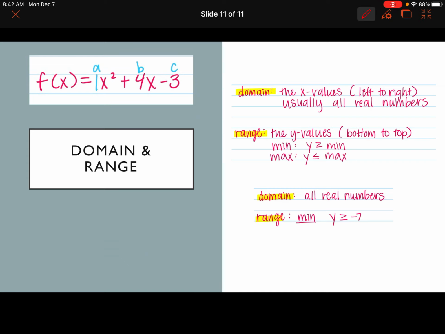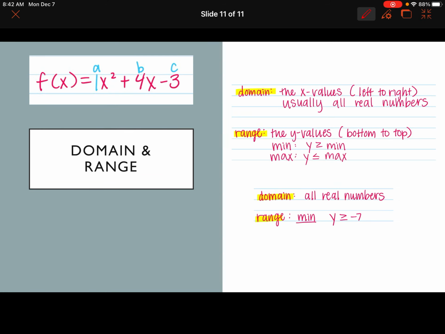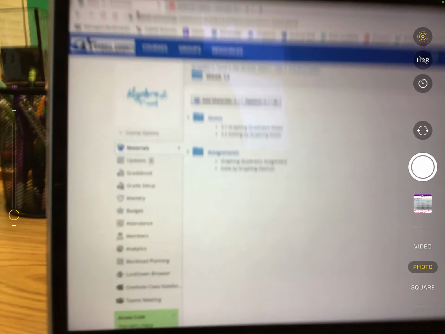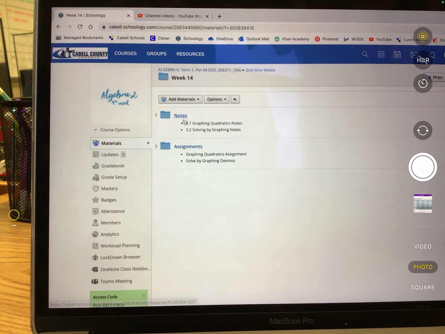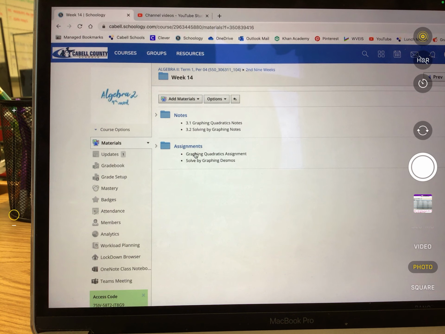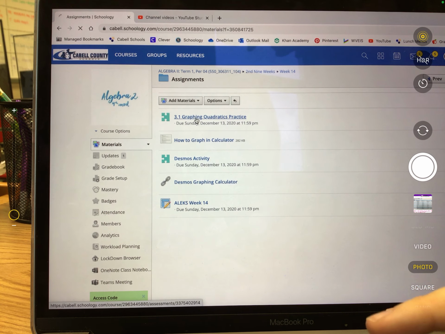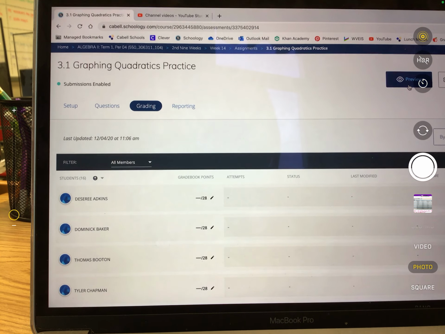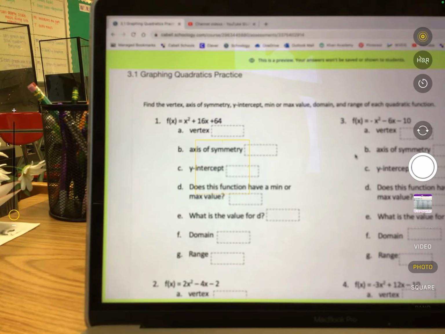I know this is really confusing without me doing it in person, but feel free to look through all these notes again, copy them down into your notebook, and let me show you what we're going to do for the assignment for this. So here is week 14. Here are the notes. I have the videos and the written versions in there. And here are our assignments. Here is the Graphing Quadratics practice. Let's click on that. And you have 4 problems like the one I just did.